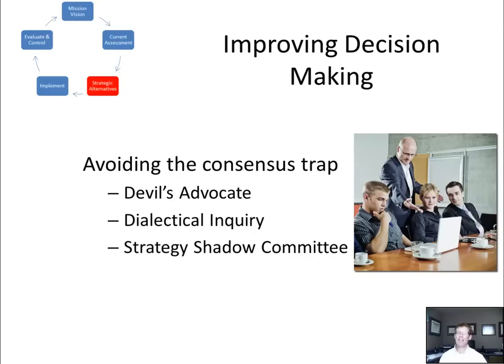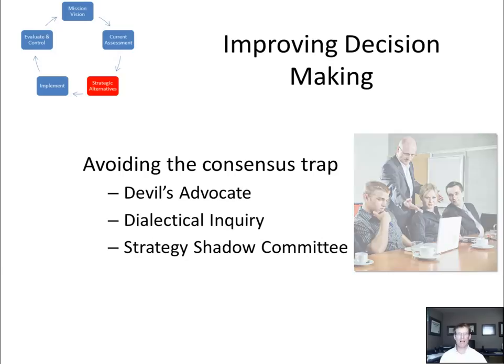When making strategic decisions, a healthy amount of debate and conflict can ensure that the strategic alternatives are adequately considered. A consensus trap is something that occurs when there's not enough debate and everyone simply agrees on one alternative. Let's discuss a few techniques that you can use to ensure that this doesn't happen in your strategic planning exercise.